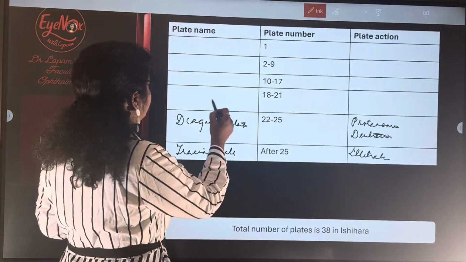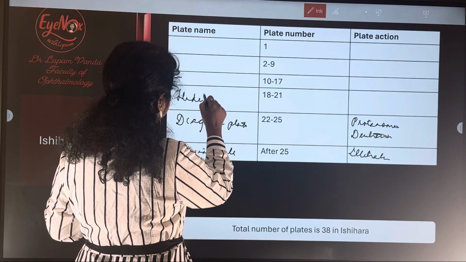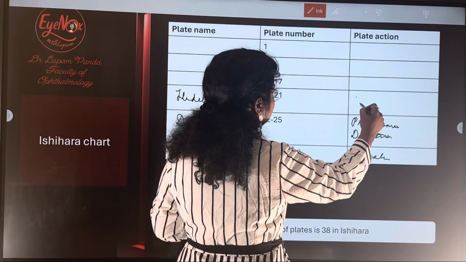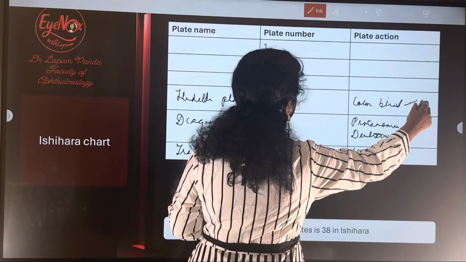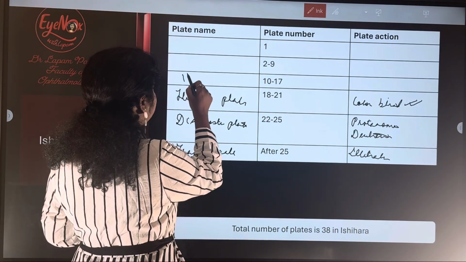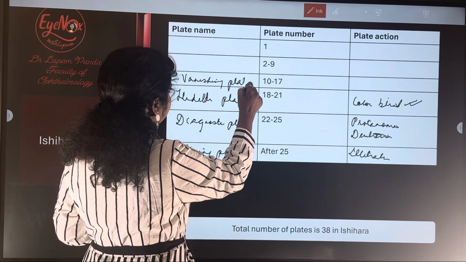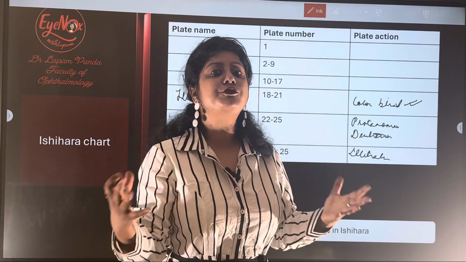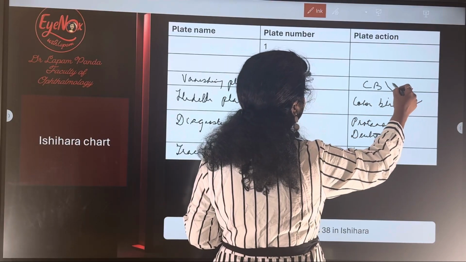Now 18 to 21 are the hidden plates, which the colorblind can see. A person who is colorblind can see, but we cannot see. A normal person cannot see. And 10 to 17 are your vanishing plates. In vanishing plates, again, they are vanished for the colorblind. The colorblind cannot see. In this case, the colorblind person cannot see those plates.